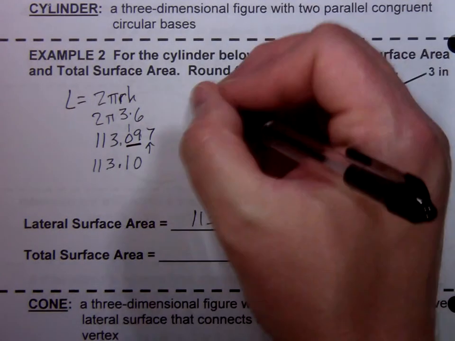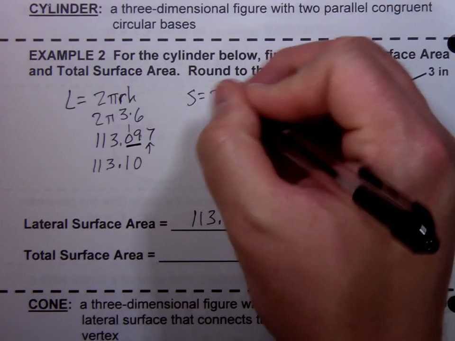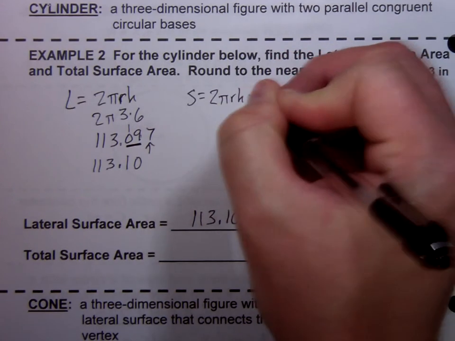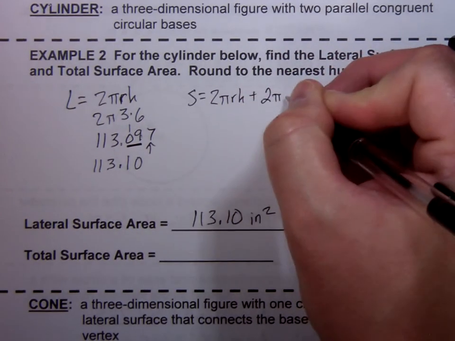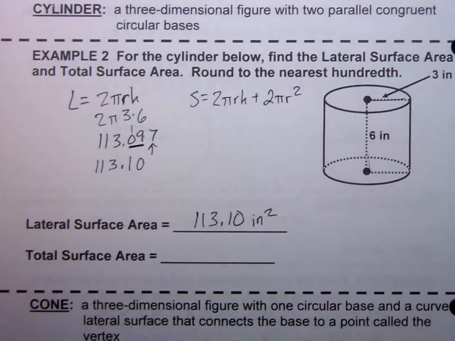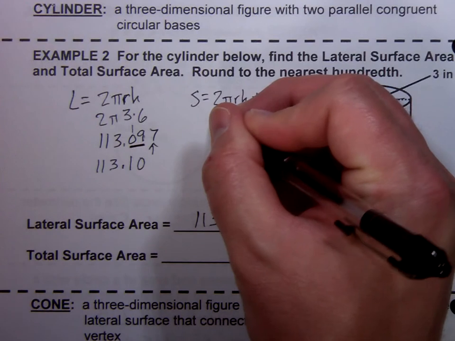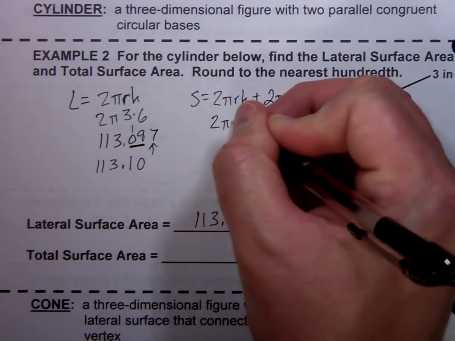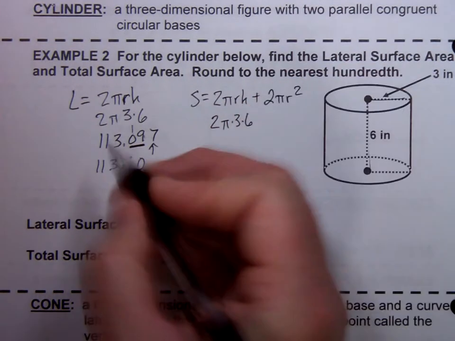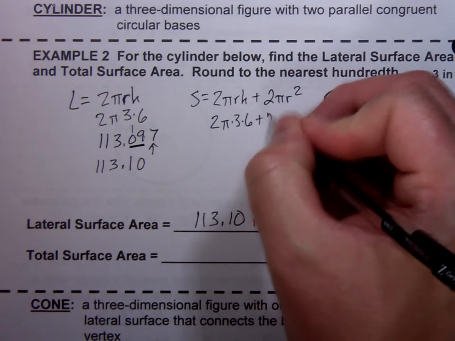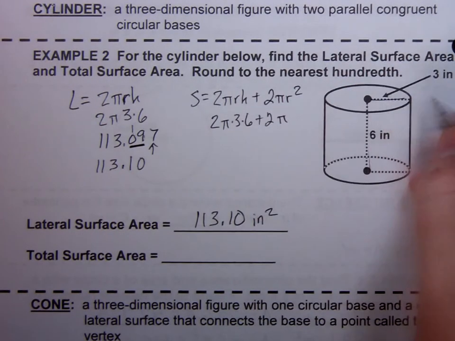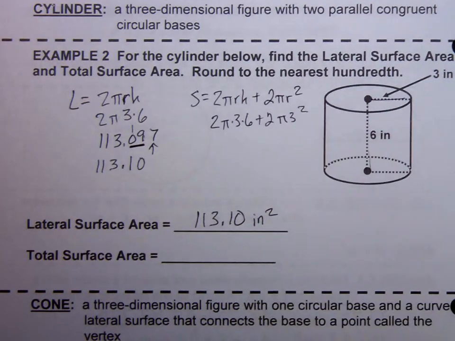Total surface area. You have the lateral surface area, plus you have 2 circles. So 2 times pi r squared will be added to it. Okay, so once again, this part we've already done, so I'm just repeating it. And then over here, the radius is 3. That's the only variable we have to plug in. So I'm just typing this in the calculator. 2 times pi times 3 times 6 plus 2 times pi times 3 squared.